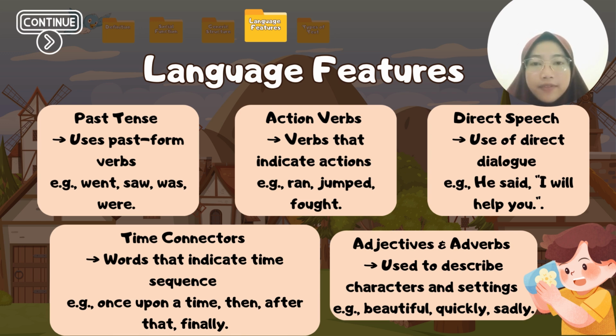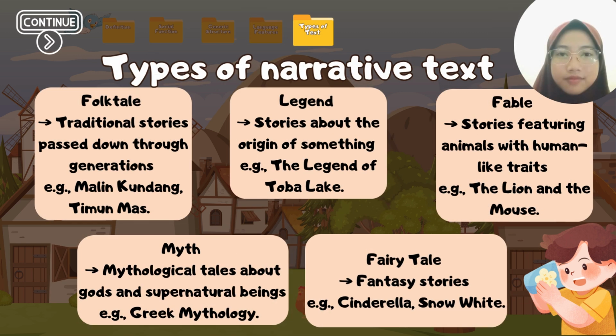And then the fifth language feature of narrative text is the use of adjectives and adverbs. They are used to describe the characters and the settings. For example, beautiful, handsome, sad, fast, and many other adjectives and adverbs. And now we are going to talk about the types of narrative text.